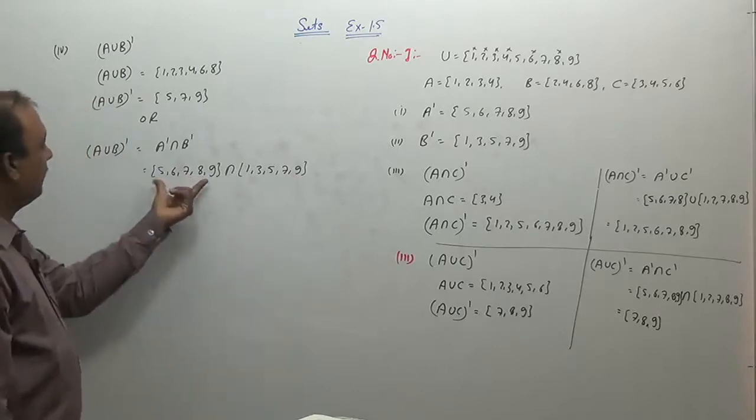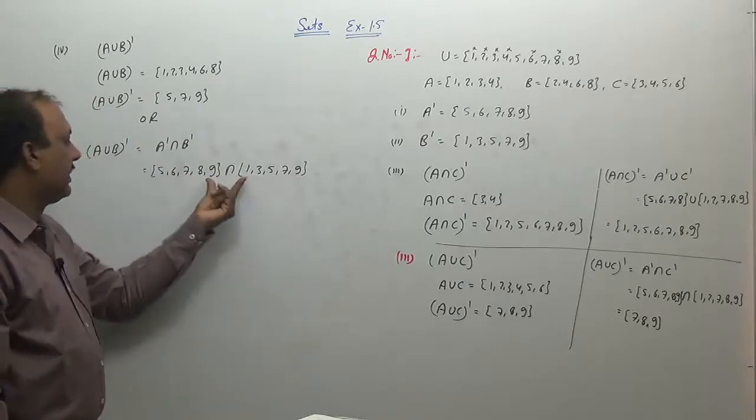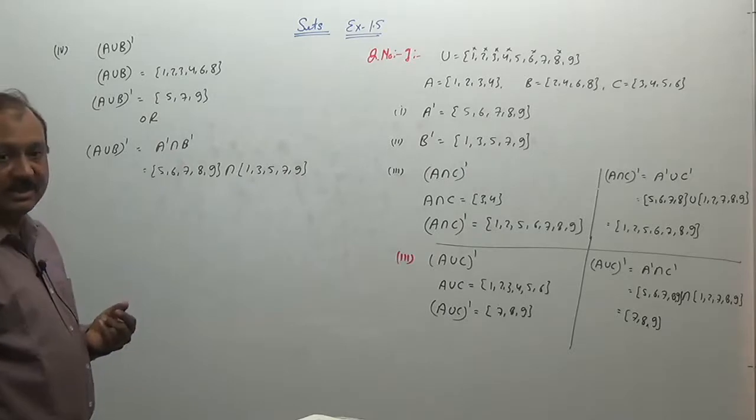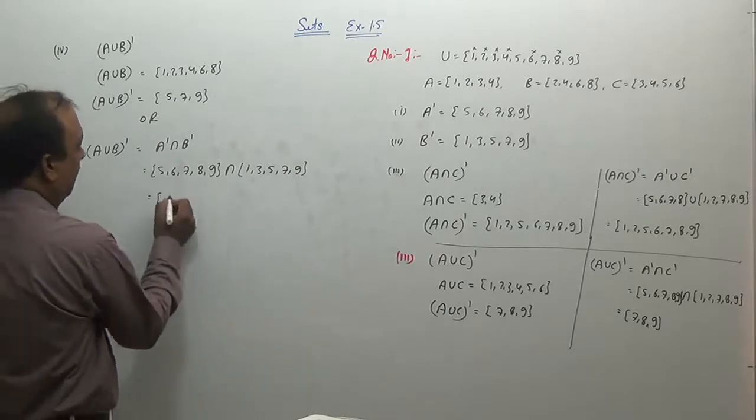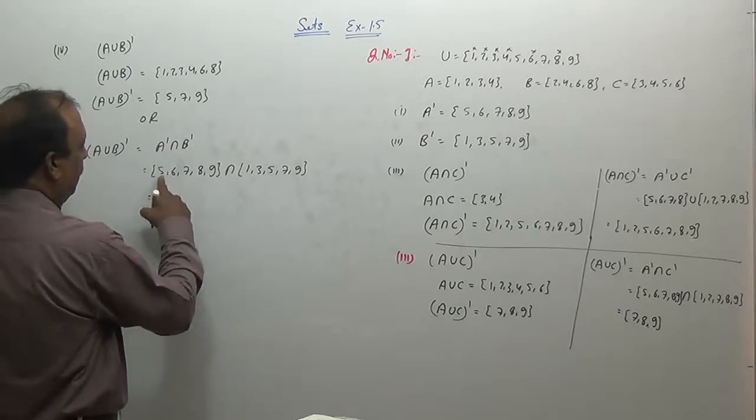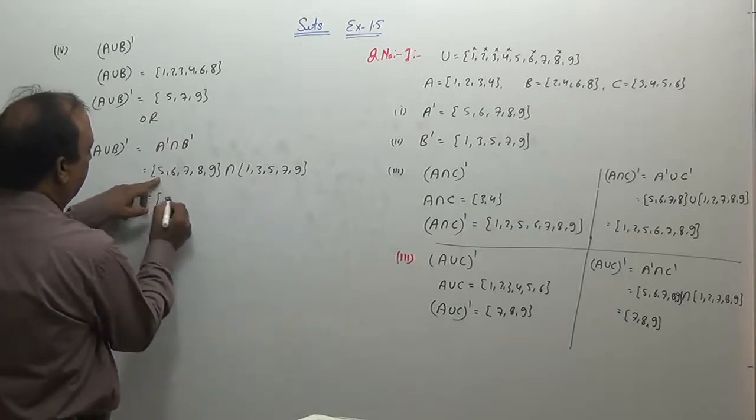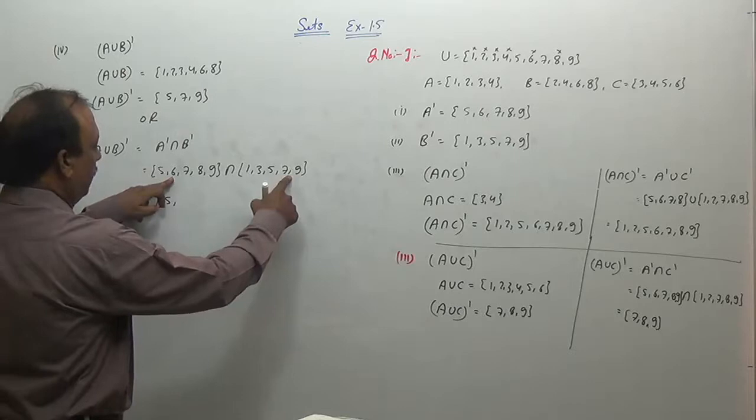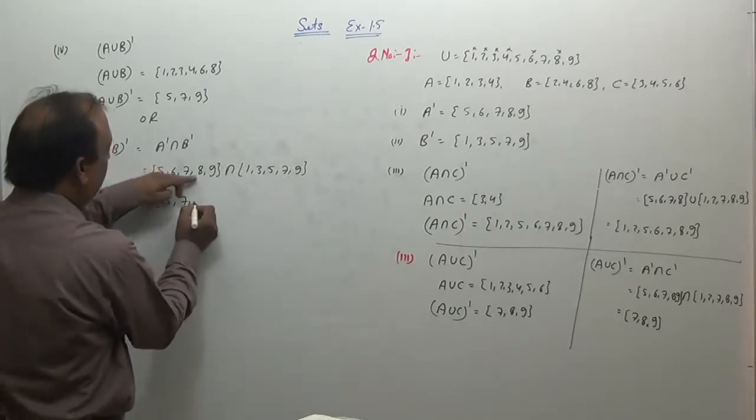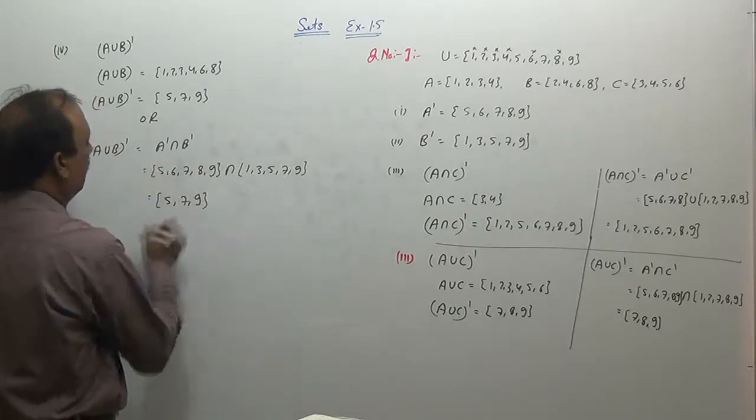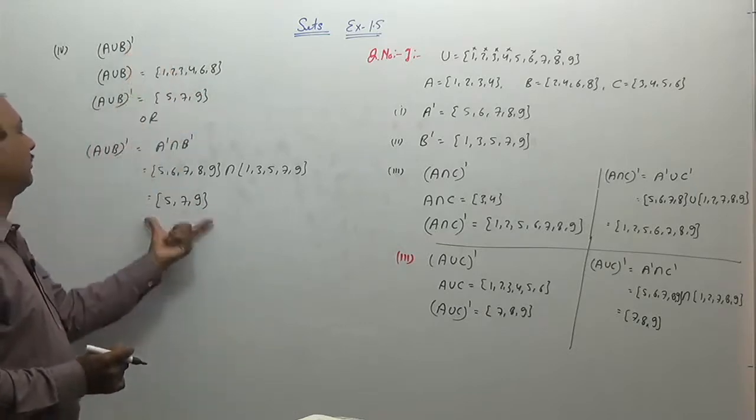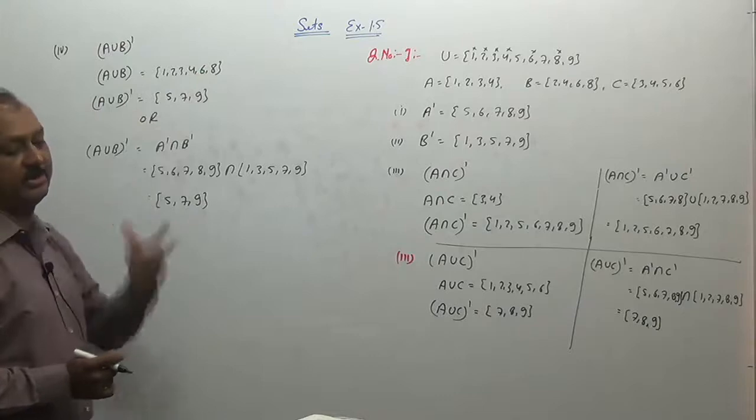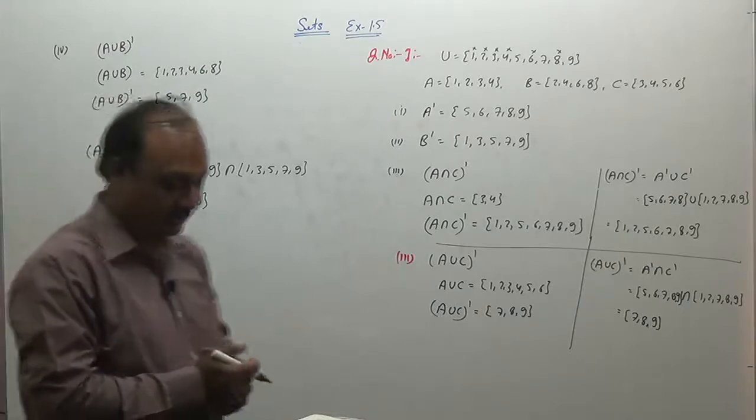So we write down the A complement and B complement and take their intersection, that is, the common elements of both the sets: one is 5, second is 7, and next is 9. So this is another way. You can solve this in two ways, the first method and the second method. The result will be the same.